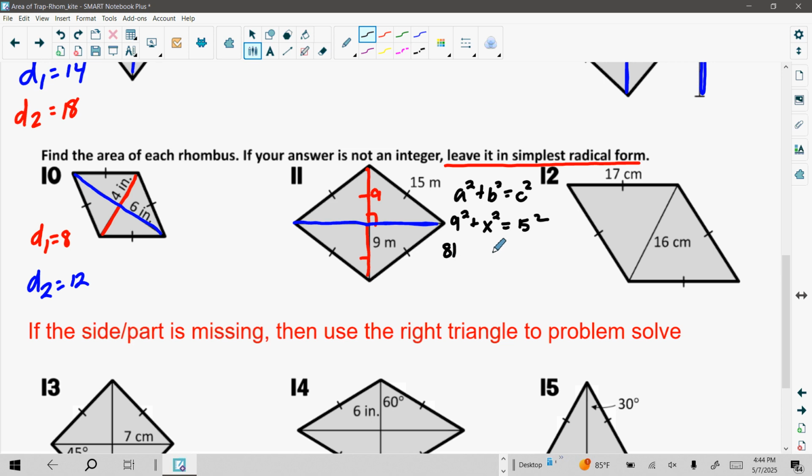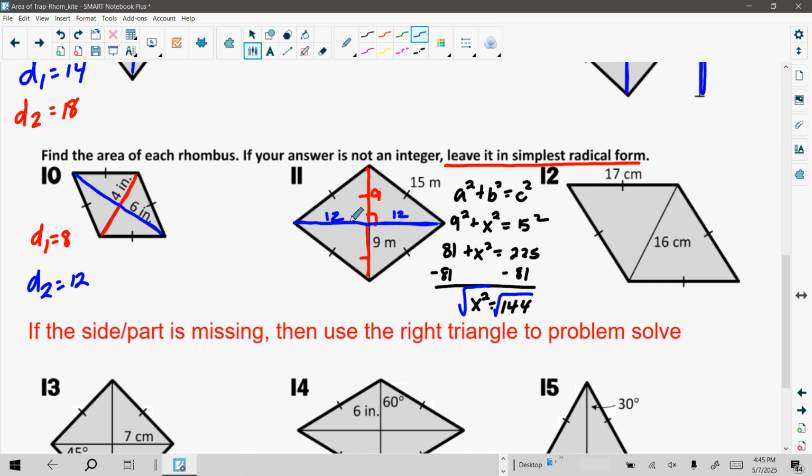This is 81. 225, I believe. Subtract the 81. You get x squared equals 144, and then you have to take that square root. So that lets me know this is 12. And now that's 12, and now I have my whole diagonal. Okay.